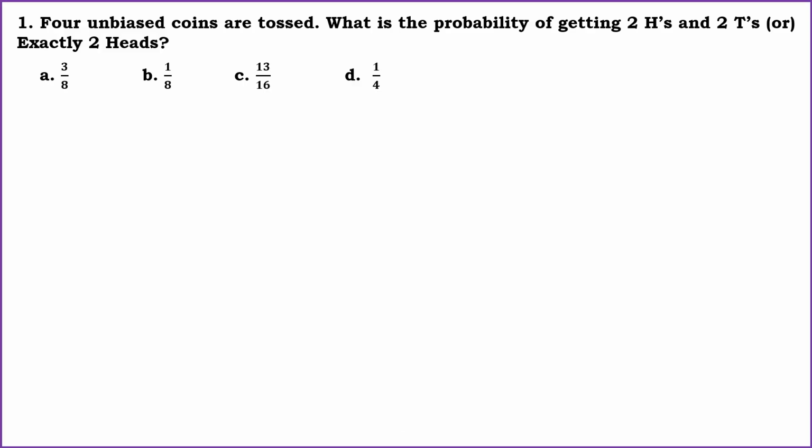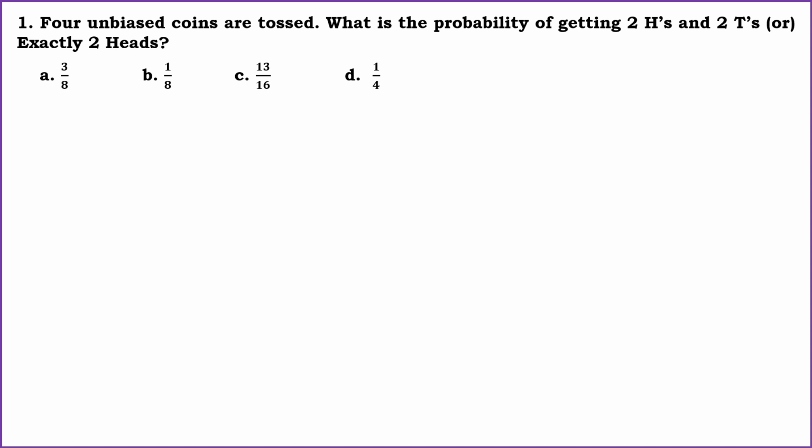Coming to the first question, four unbiased coins are tossed. What is the probability of getting two heads and two tails, or exactly two heads? The question will be asked like this. This is a question from the coins concept.